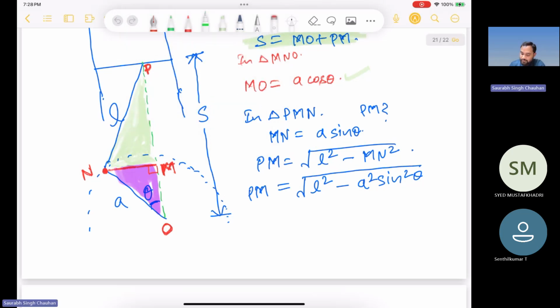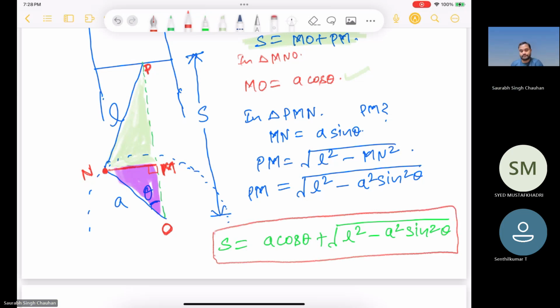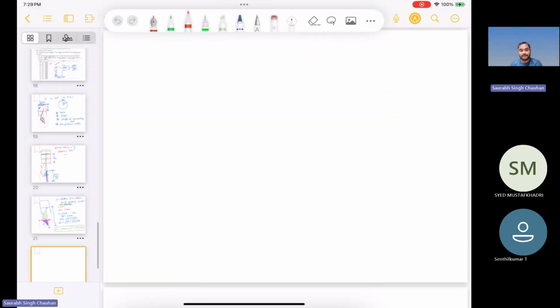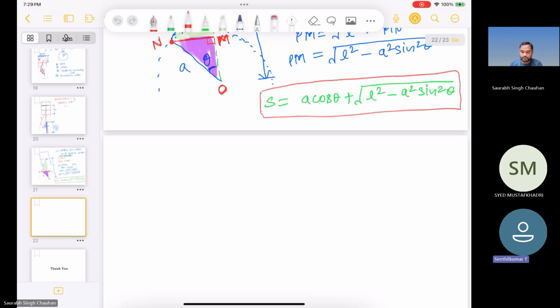So your S will be equal to MO, that is A cos theta, plus under root L square minus A square sin square theta. Okay? This is simple trigonometry, right? Correct? Yes, sir.